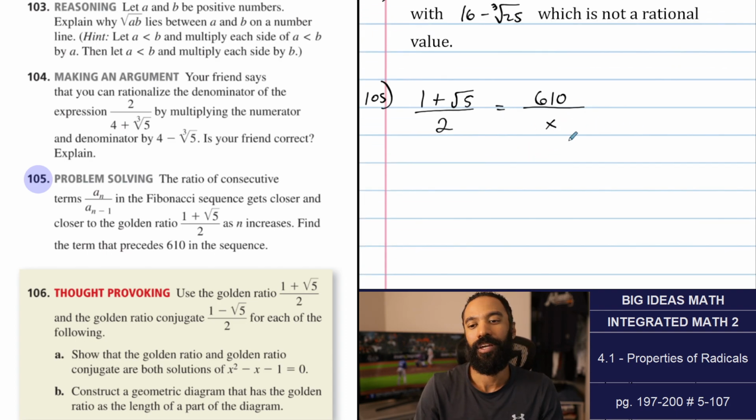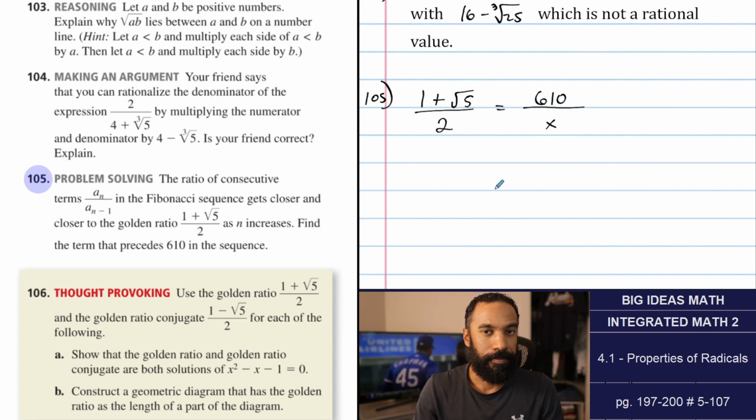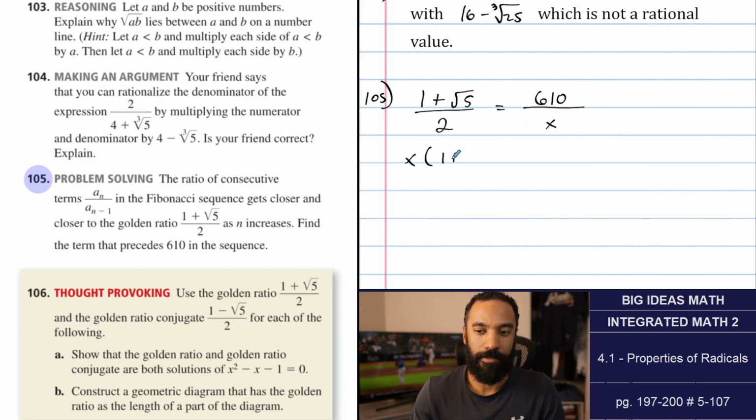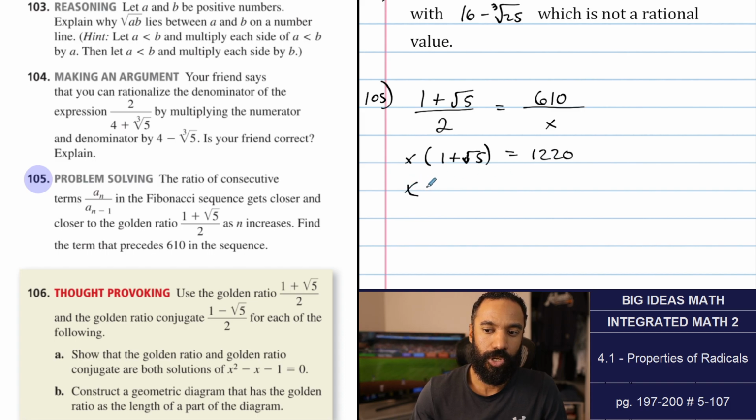This must be large enough that when we approximate this, I'm not even going to simplify it. I'm going to just calculate it. Use the calculator. So we cross multiply, all that kind of stuff. So we're going to get x times 1 plus root 5 over 2. Because it doesn't make sense to do the simplification part. That part doesn't apply to what I need, right? It doesn't divide by anything anymore. This equals 2 times 610, which is 1220.